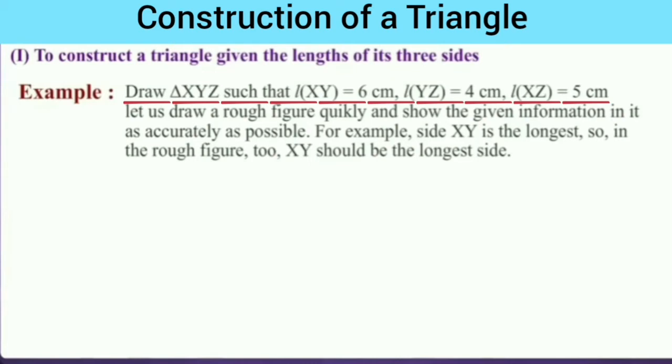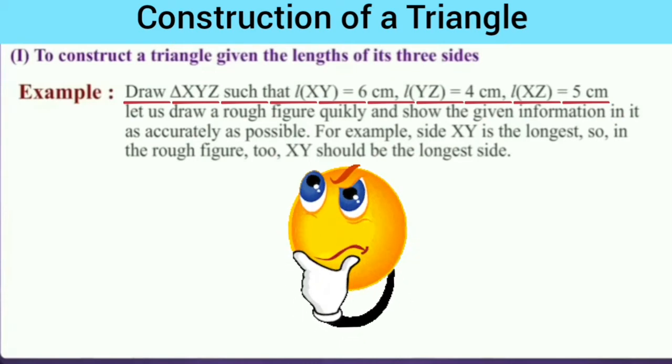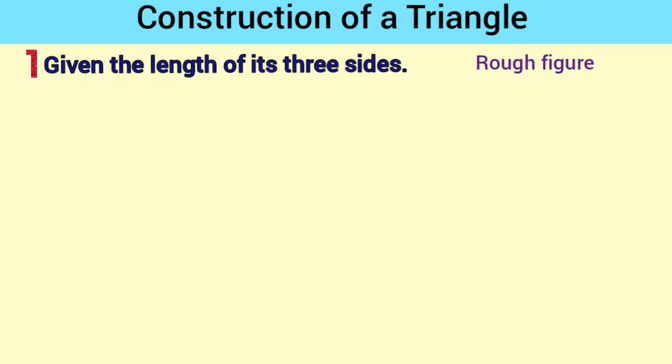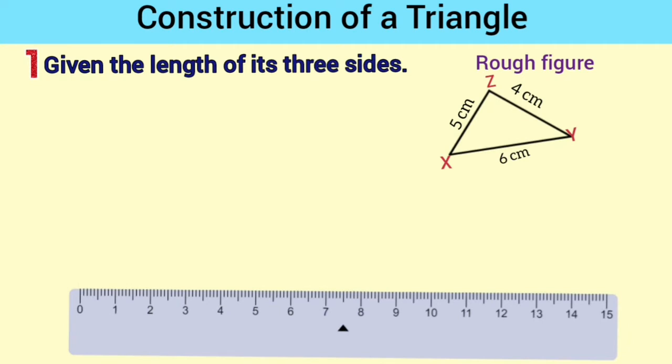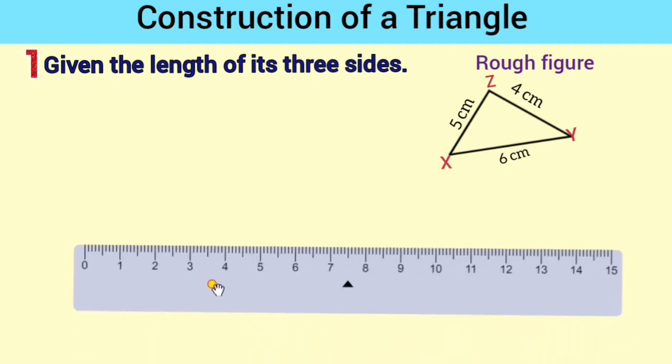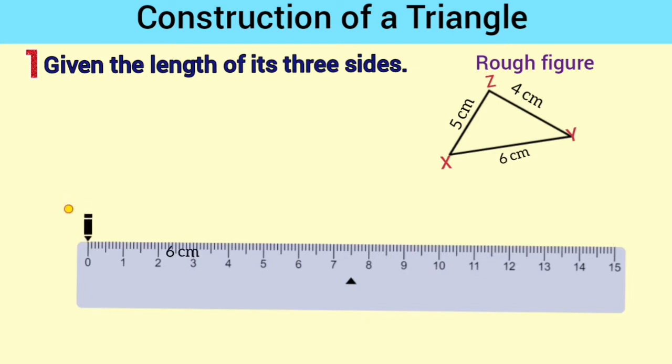Firstly, we do not have any idea how the triangle looks. So, first we draw a rough diagram or a rough figure to get a tentative idea of what the triangle looks like. Now, after drawing the rough diagram, draw the figure as per the given measurements. We'll start with one side. So, let us first take a point X at the 0 cm mark of the ruler and point Y at the 6 cm mark of the ruler. According to the rough figure, segment XY of length 6 cm is drawn as the base.